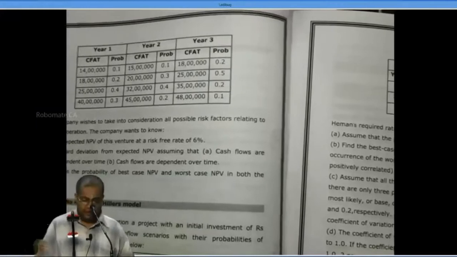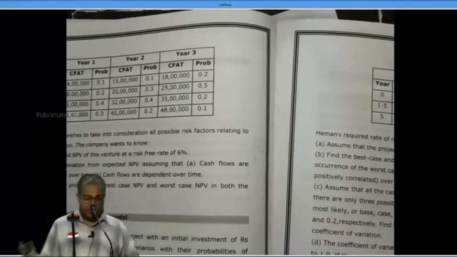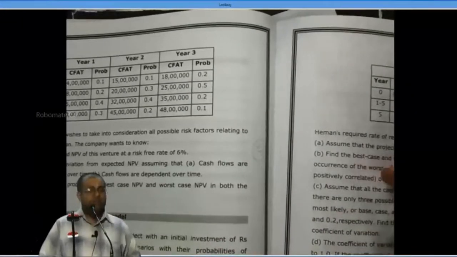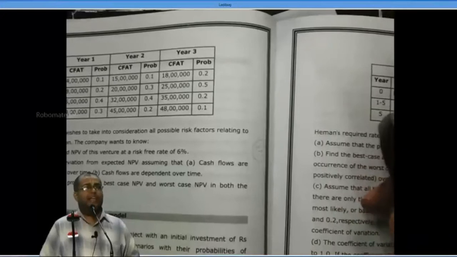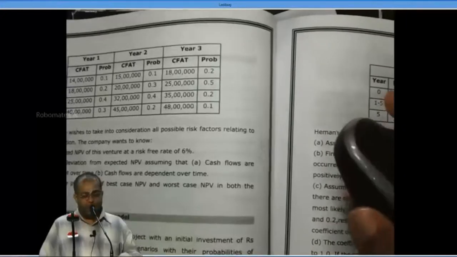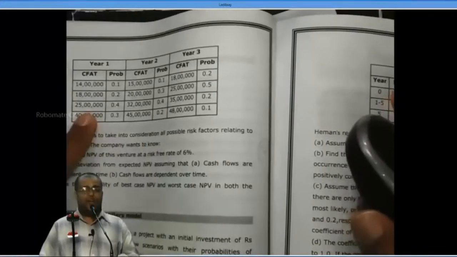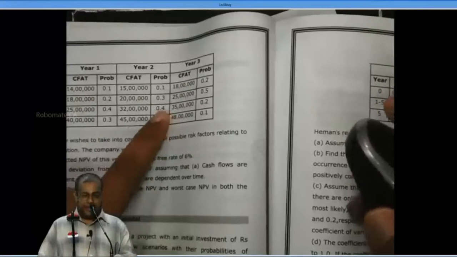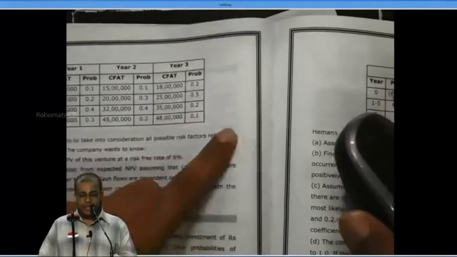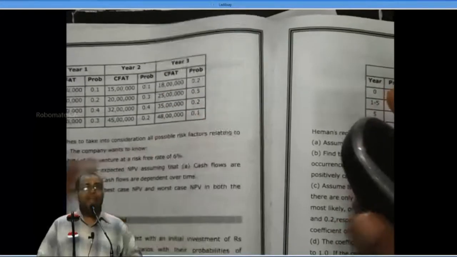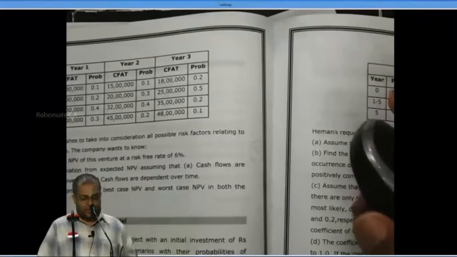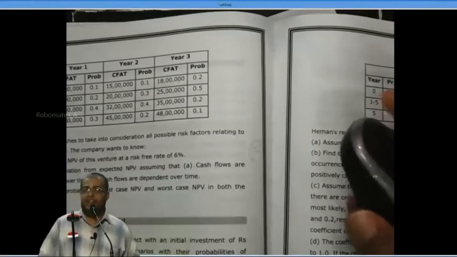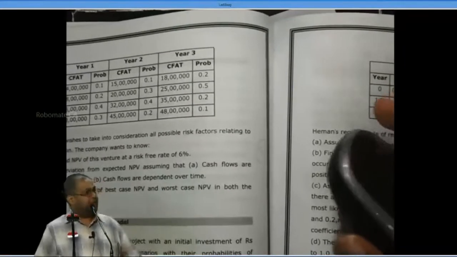See, first question is to find out what? Expected NPV. What you should do? Find out expected cash flow for year 1. Find out expected cash flow for year 2. Expected cash flow for year 3. And then discount the expected cash flow using what rate? 6% risk-free rate. I'll be getting the expected NPV. First point, everybody yes or no?